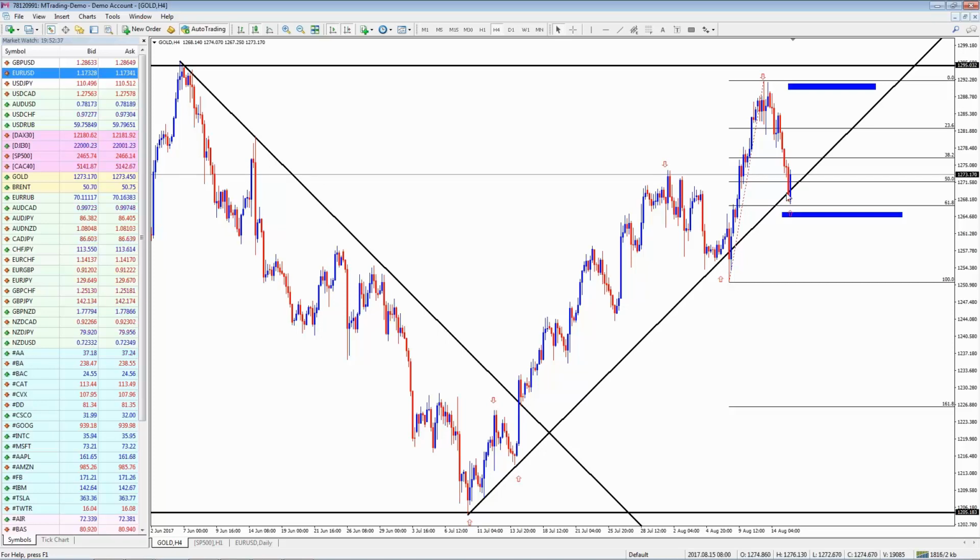Okay, so stop loss placement. My stop loss will be placed below the previous swing low. So the stop loss will be placed below the swing low, and that is at this key point over here. So this being my stop loss placement.